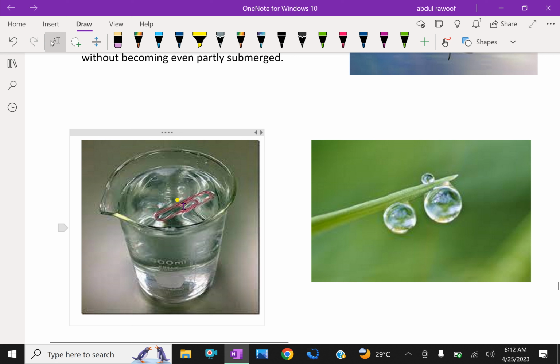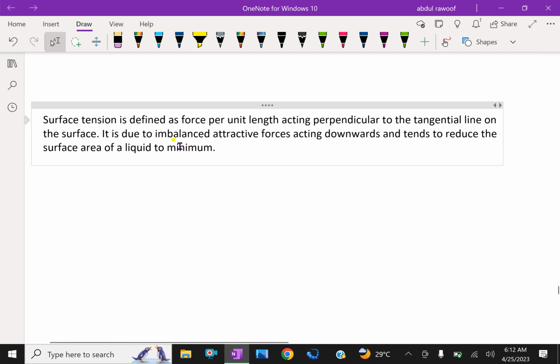There is a force pushing upward on the pin, so due to the surface tension of the water, it can float. Any raindrop is mostly of spherical shape because of the surface tension force of the water. Surface tension is defined as a force per unit length acting perpendicular to the tangential line on the surface. It is due to imbalanced attractive forces acting downward and tends to reduce the surface area of a liquid to a minimum.